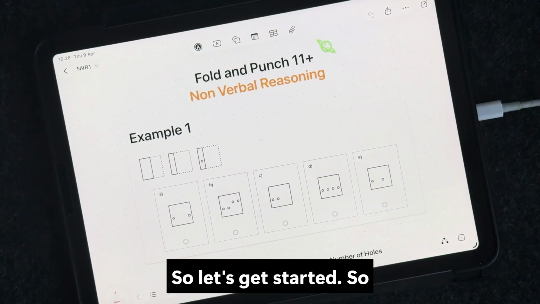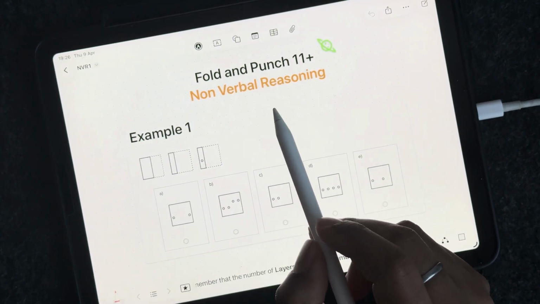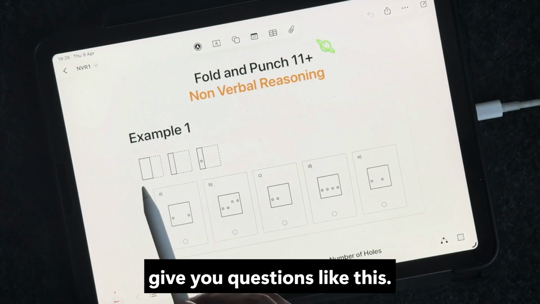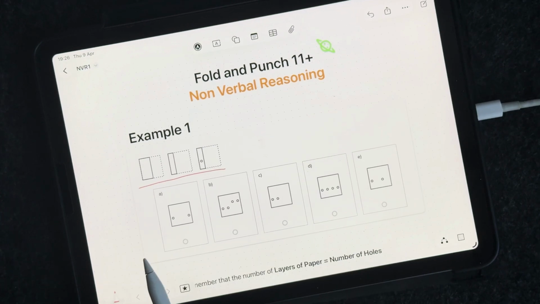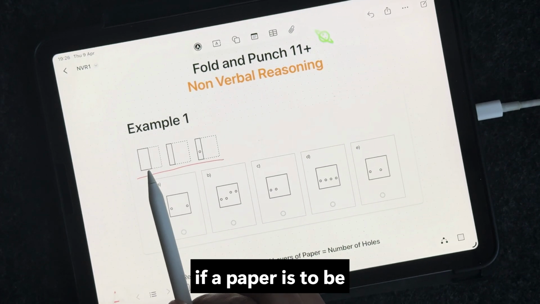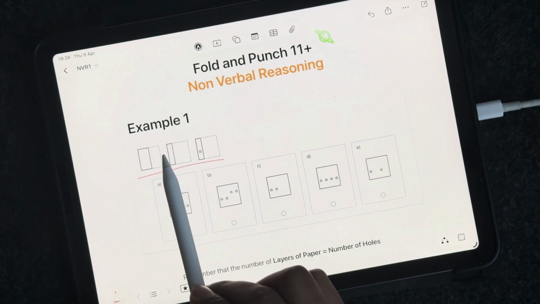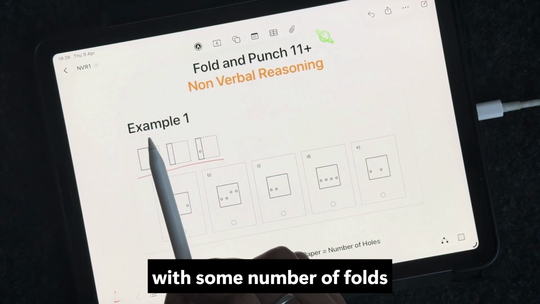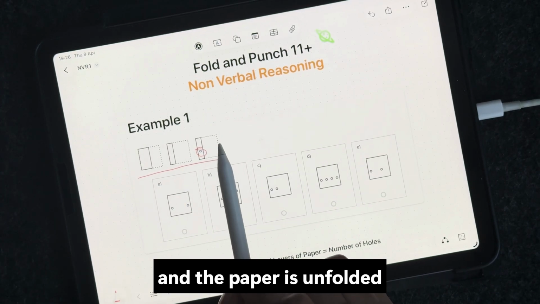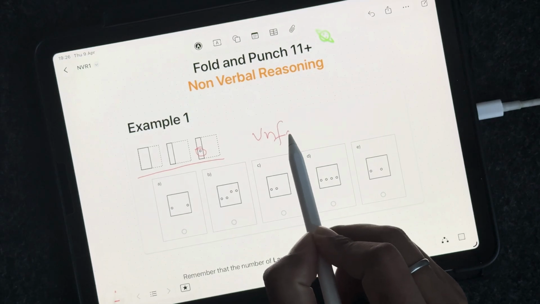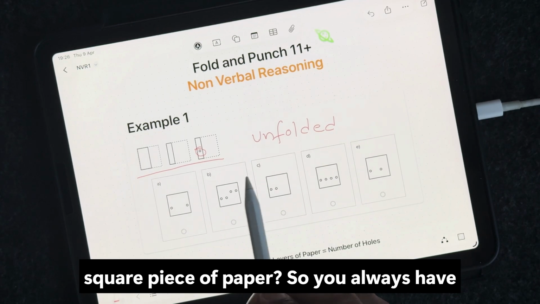So let's get started. Fold and punch questions give you questions like this. Here the question is basically saying, if a paper is to be folded from left to right with some number of folds, and a hole is to be made at the very end, and the paper is unfolded, how will the holes be oriented on that square piece of paper?